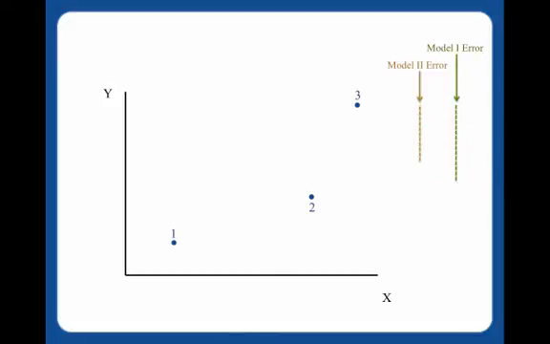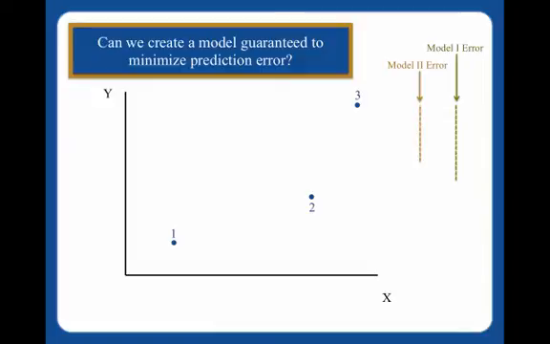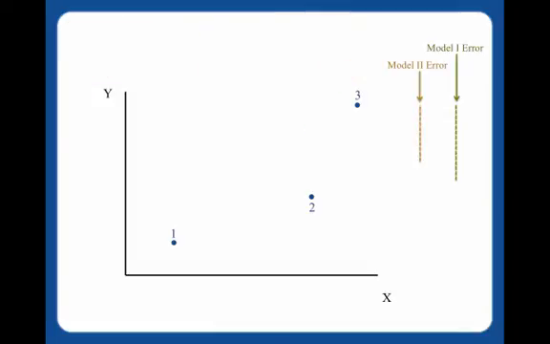This observation leads naturally to the question, can we create a model of our data that is guaranteed to minimize prediction error? The answer to this question is a resounding yes. In fact, here is that model. Notice, this model does not exactly replicate any of our collected data points.